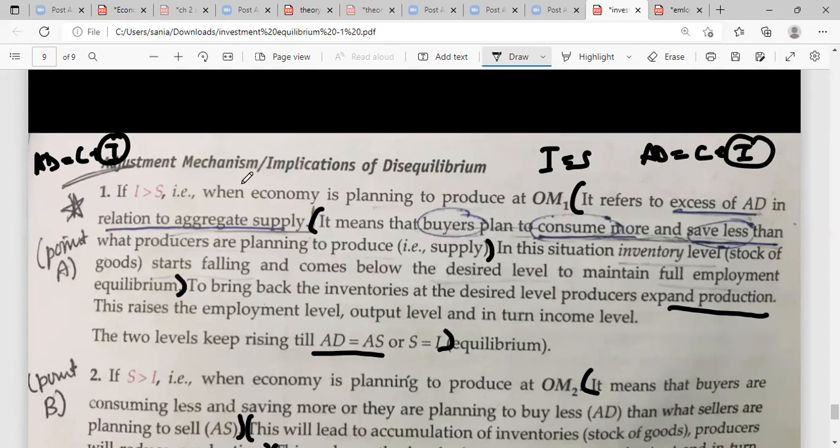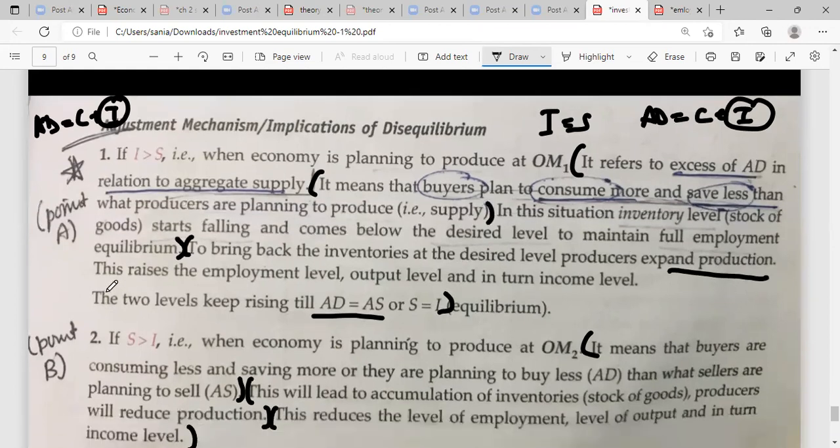Basically, if buyers are demanding more, the stock will come down. To bring the situation back from greater than to equal to, and to bring the inventories back to the desired level, the producer will expand production. This raises employment: when he expands production, the employment level will increase, output will increase, and income will increase. And he will keep on increasing these things till AD equals AS, or S equals I.